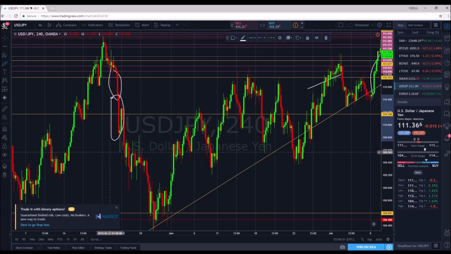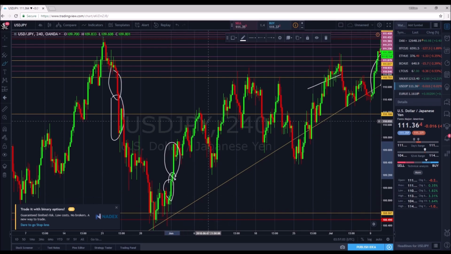Large, very prominent, very aggressive moves in the market. I'm definitely looking for candles like these, because then I can start looking for entries for scalps. Take 10 pips here, 10 pips here, 10 pips here. Watching these areas and these areas for all the rejection candles.